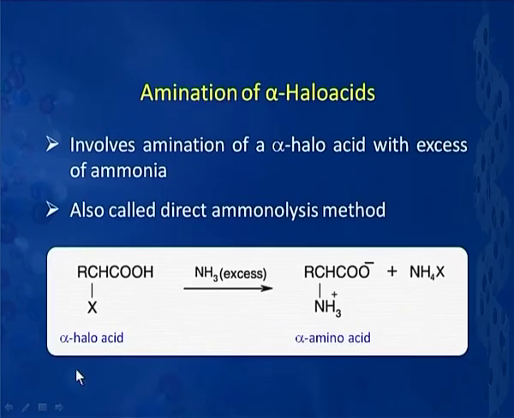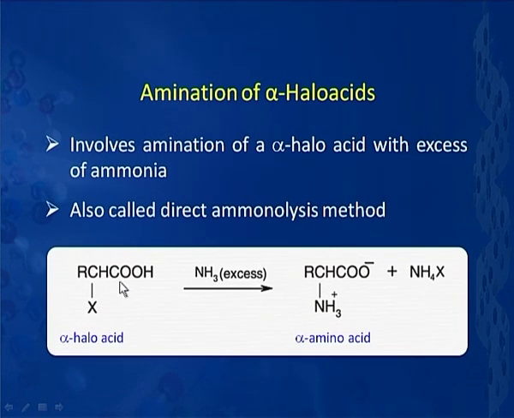Let us pick up the second method. The second method, as I mentioned earlier, is amination of alpha halo acids. In this method, as the name suggests, it involves amination of alpha halo acids with excess of ammonia, and it is also referred to as a direct ammonolysis method. What basically we do is we take an alpha halo acid. I am sure that we are able to gauge here that our strategy is we start with some kind of a grouping in the alpha position, and then we try to introduce our amino group over there.